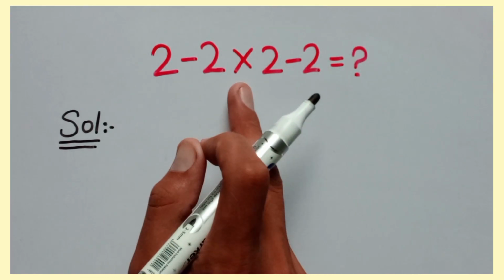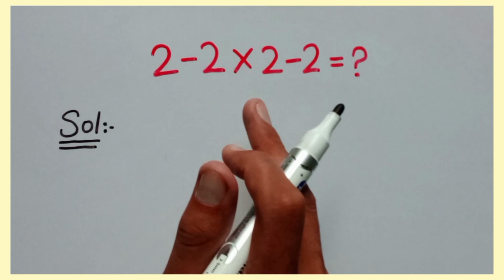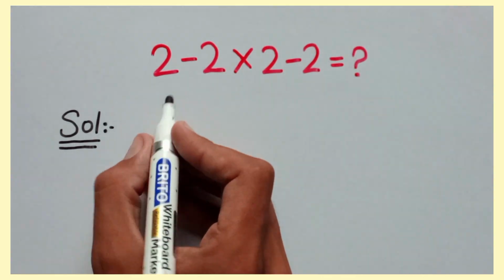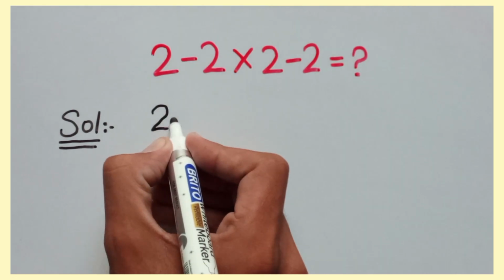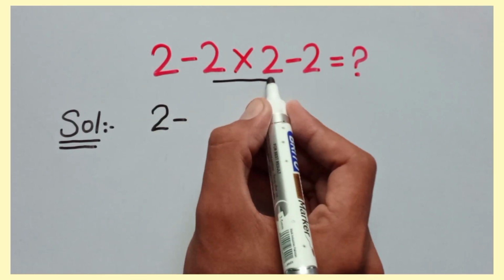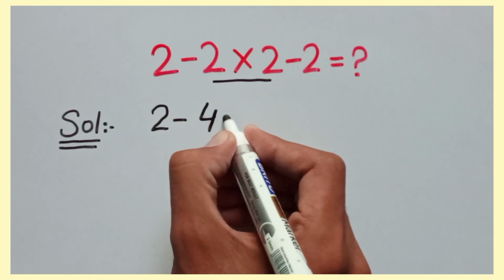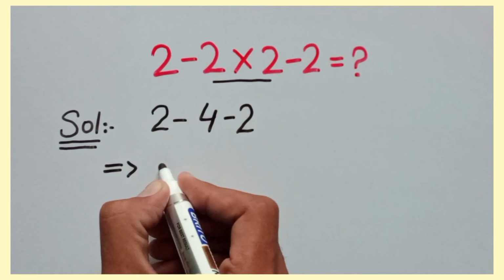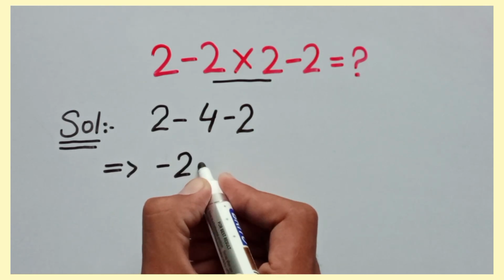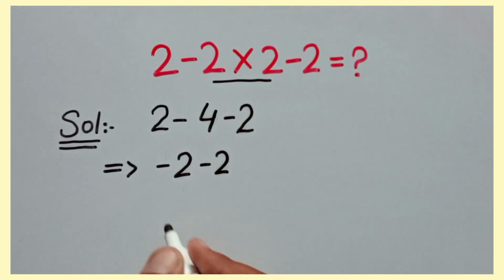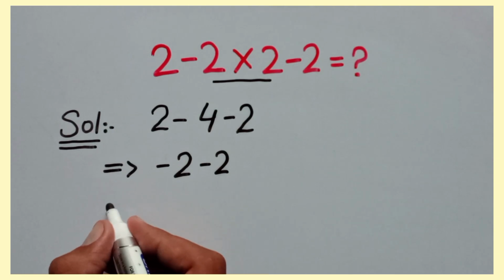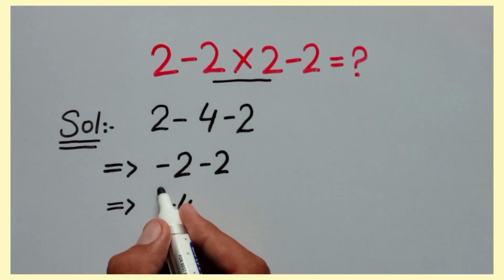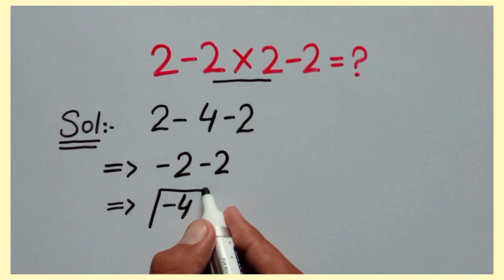Multiplication has higher priority than other operations. So before other operations we can first solve the multiplication. So I can write here 2 minus 2 times 2, which is equal to 2 minus 4. Now again, 2 minus 4 is equal to minus 2. Okay, now minus 2 and minus 2 again equals minus 4. Guys, this is the final answer of this expression.